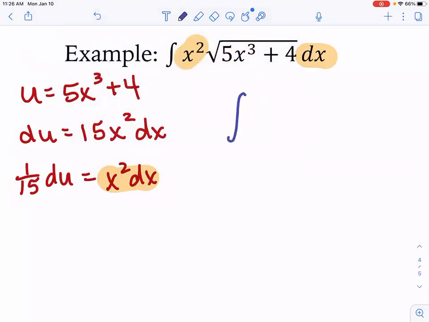So the integral of u to the 1/2, with x squared dx replaced with 1/15 du. I really like to put those coefficients outside my integral, but you can put it on the inside. I just put it on the outside. Sometimes it's easier to work with that way. Are we okay with what I just did?